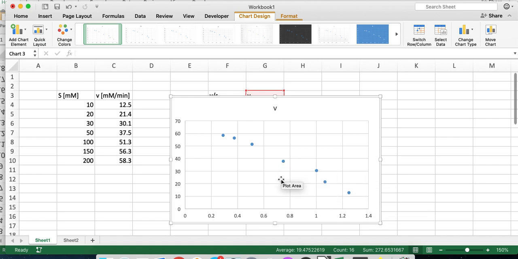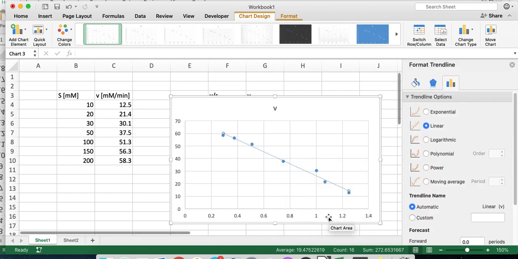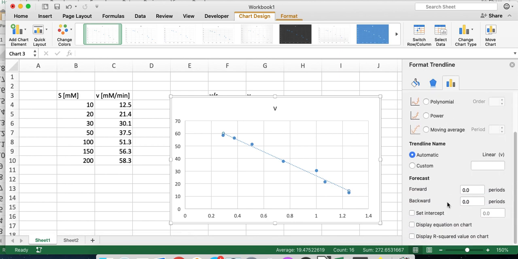Line of best fit. So I right mouse click on one of these data points and then say add trend line. It comes up with this menu. We don't really have to do a lot. All we need to do is really look at the equation on the chart, because that will give us valuable information.